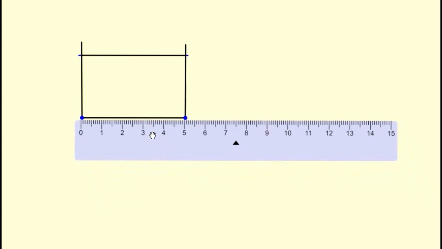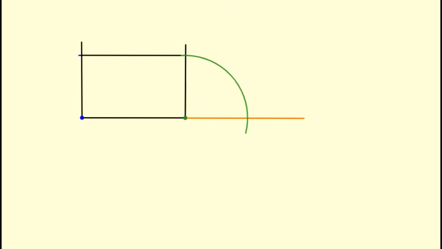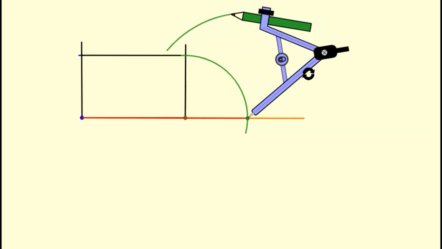Now we have to make a square having the same area of this rectangle. First of all, let us extend the length. Now take the breadth in the compass and draw an arc. Now consider the line joining length and breadth, which is shown in red color. We have to draw the perpendicular bisector of this line.